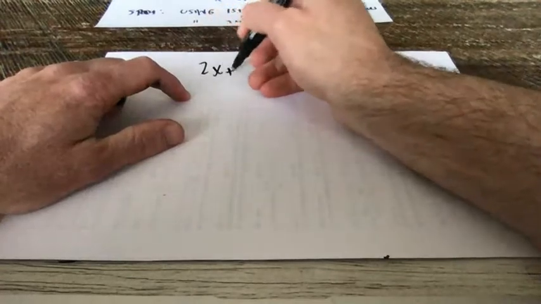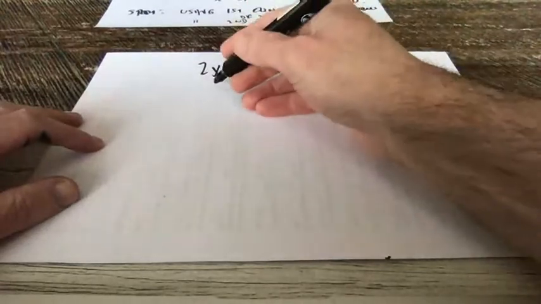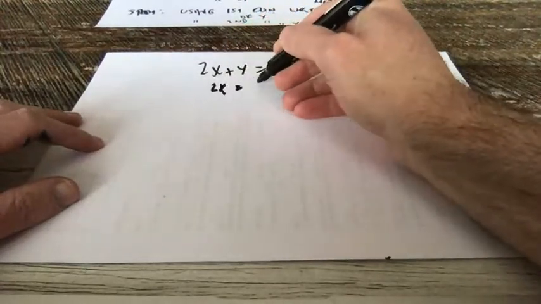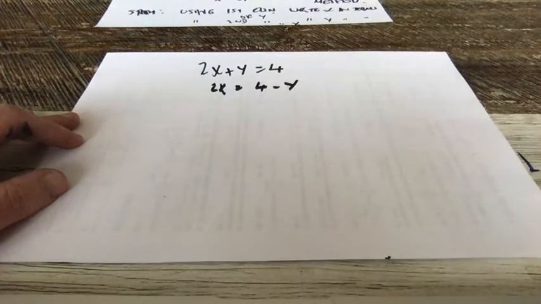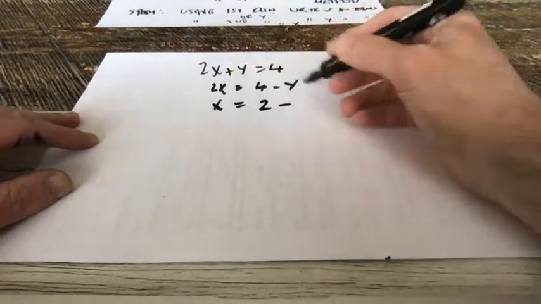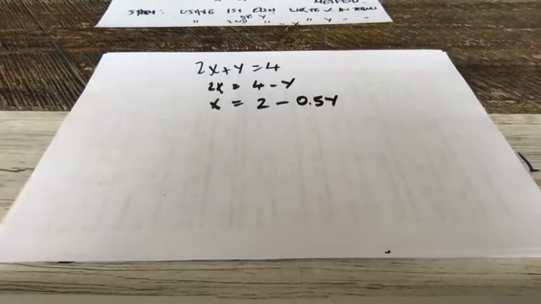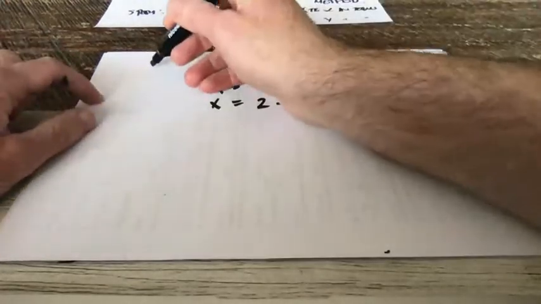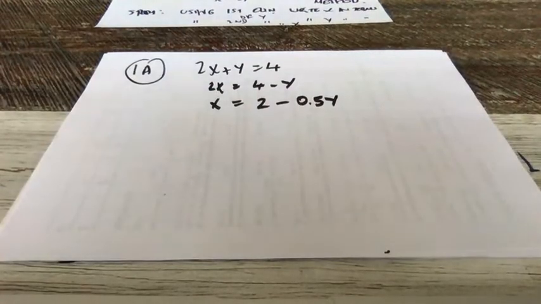So let me go back to the equations. You've got 2x plus y is equal to 4. That's the first equation. So if I write x in terms of y here, I get 2x is equal to 4 minus y. I subtract y from both sides, then divide both sides by 2. Therefore, I get x is equal to 2 minus a half y. Let's call the half y 0.5y. So this is 1a. I've written x in terms of y.